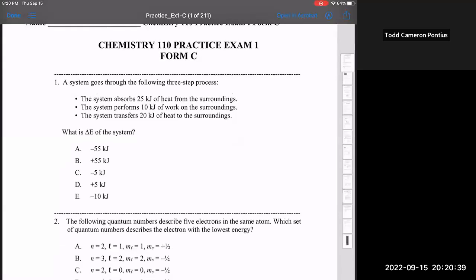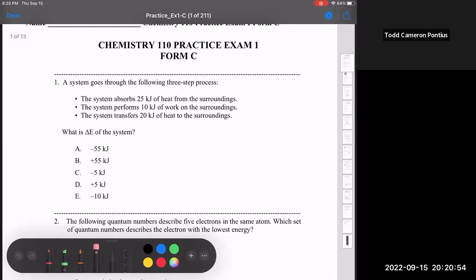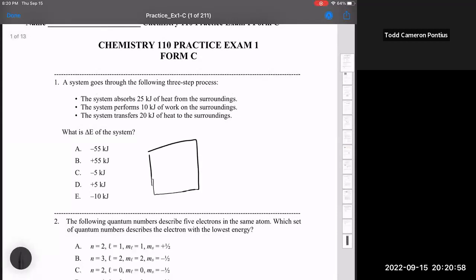A system goes through the following three-step process. Pretty classic question, some energy transfers. What I recommend doing for this type of question is draw yourself a little box to act as a system. Okay, so I'm going to make myself a system. Then draw the arrows accordingly.